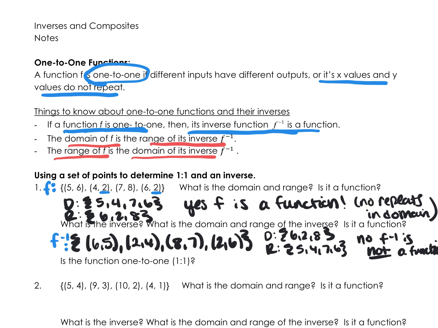So did we have no repeats at all here? No, we had repeats in the domain of f inverse, right? Or repeats in the range here. So f here is not one-to-one.